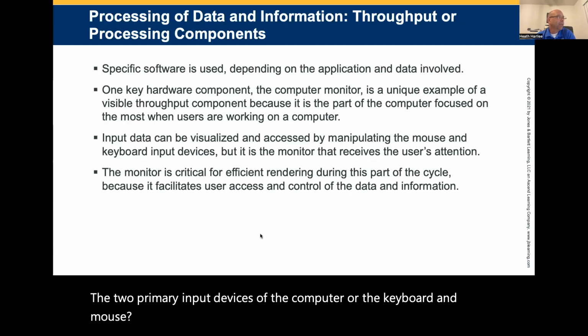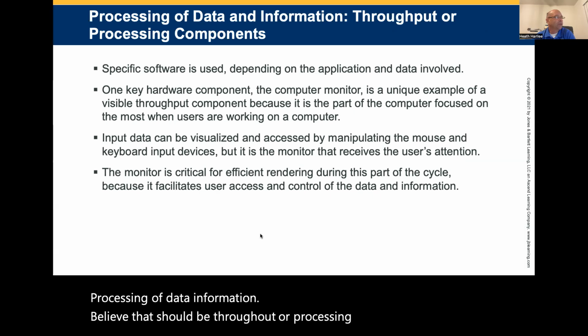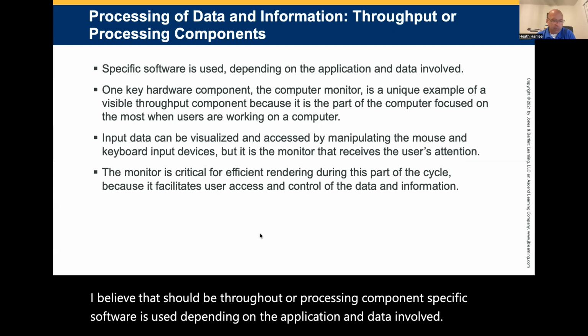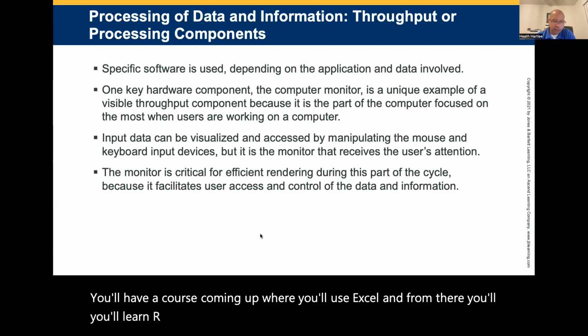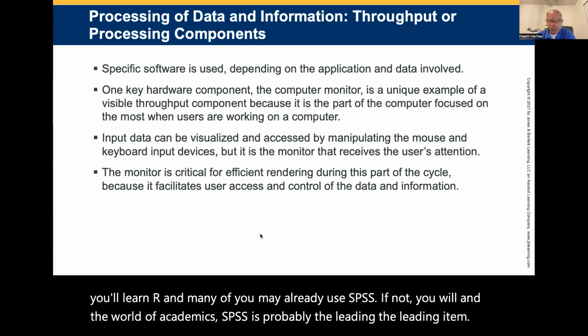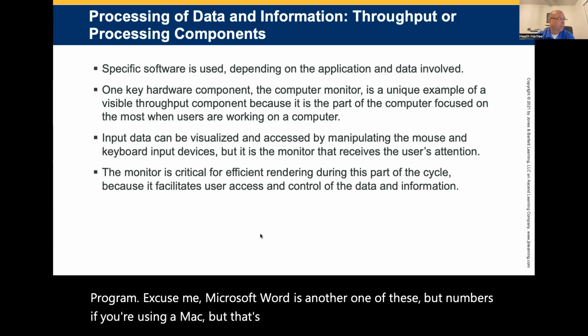Processing of data and information. I believe that should be throughput or processing component. Specific software is used depending on the application and data involved. You'll have a course coming up where you'll use Excel, and from there you'll learn R, and many of you may already use SPSS. If not, you will. In the world of academics, SPSS is probably the leading program. Microsoft Word is another one of these, or Numbers if you're using a Mac. But that's what it's referring to when it's referring to software.